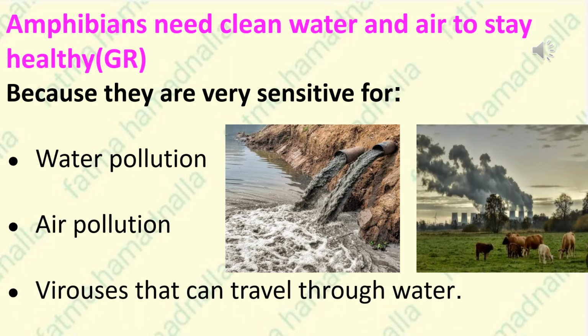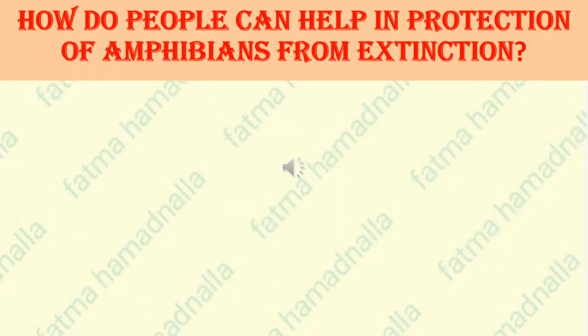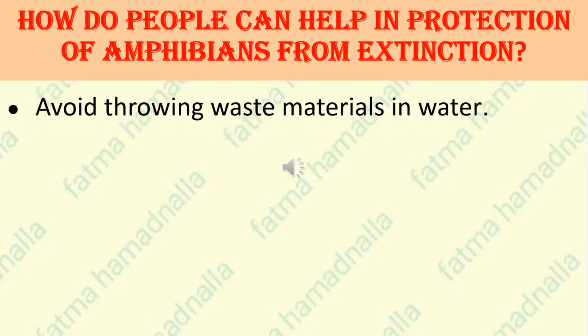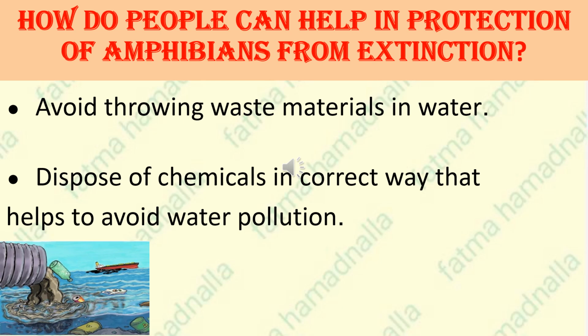So, people can help in protection of amphibians from extinction. Okay, how? How can people help in protection of amphibians from extinction? Avoid throwing waste materials in water. Dispose of chemicals in the correct way, which helps to avoid water pollution.